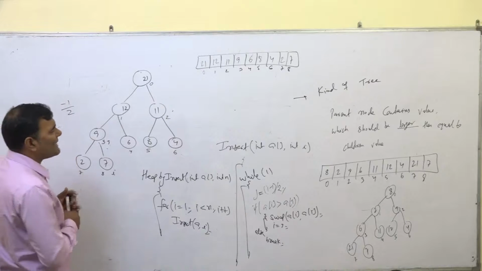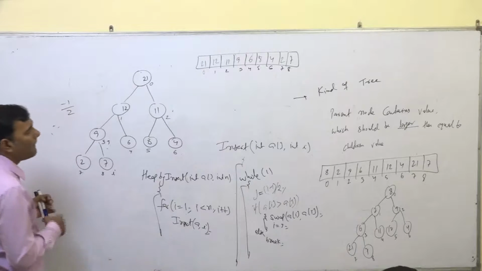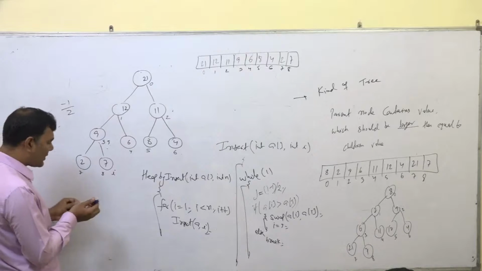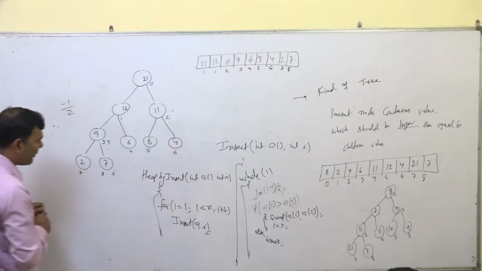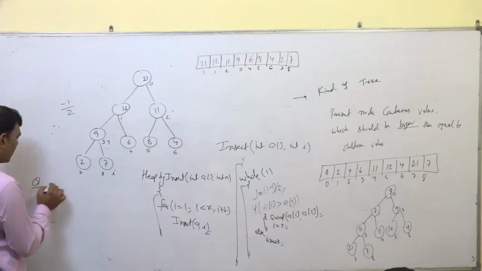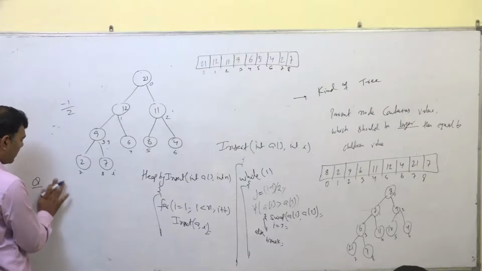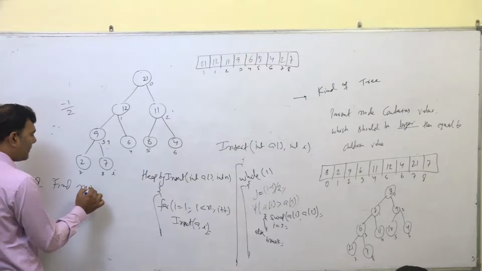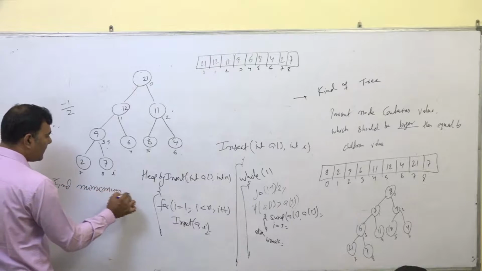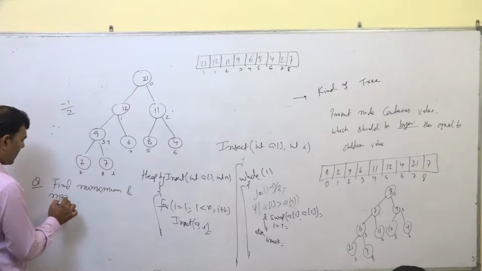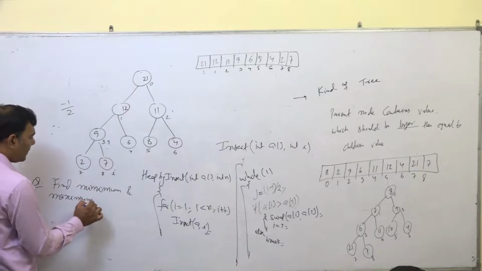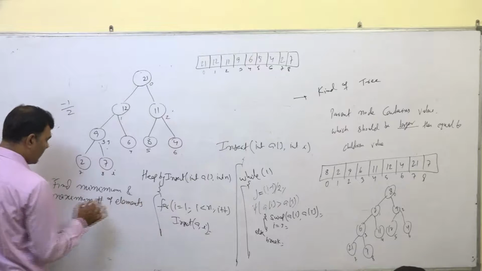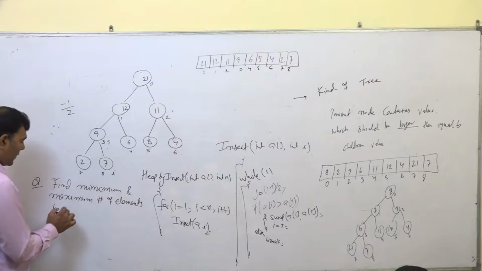So in many cases, there is one question first here so that we can understand time complexity. The question is: find minimum and maximum number of elements in heap.